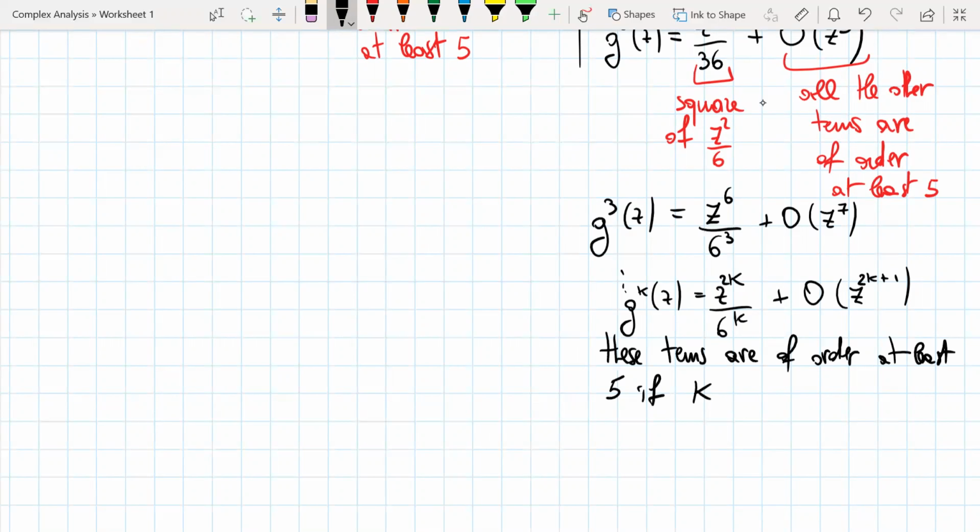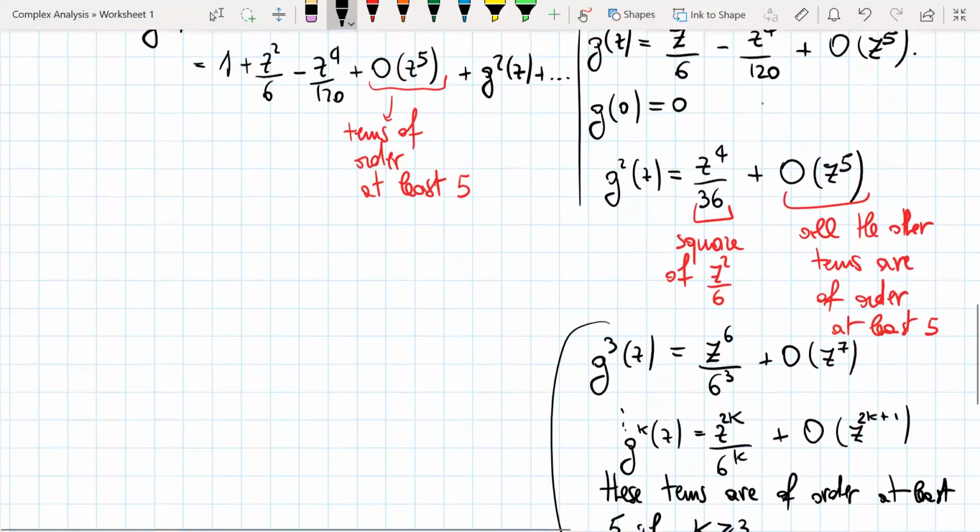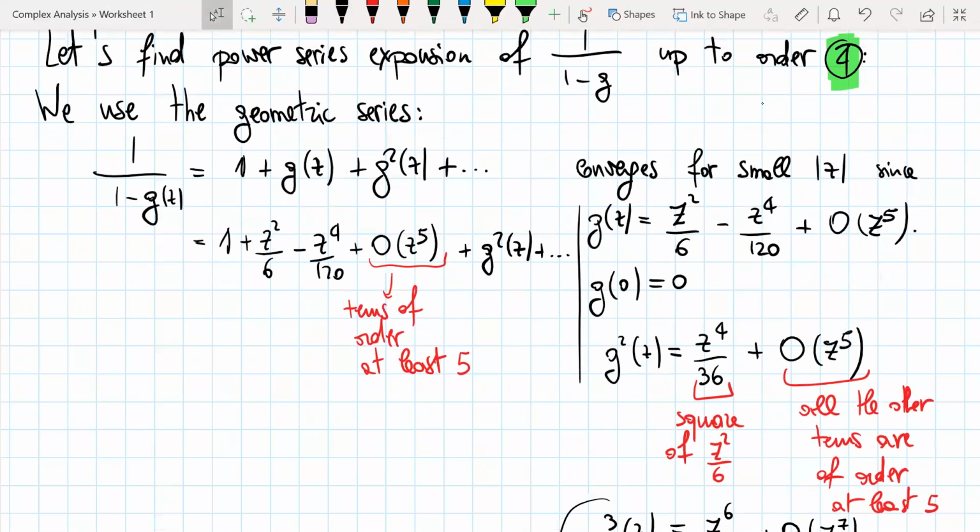Because we started with z squared, so 2k and 2k plus 1, these are of order at least 5 if k is bigger or equal than 3. Now you see that all these terms don't contribute to this sum with order less or equal than 4. So this means that we have here 1 minus z squared over 6 plus z to the 4th. And then from g squared, we get this, sorry, this was a minus, z to the 4th divided by 36. And then all the other terms here are of order at least 5.